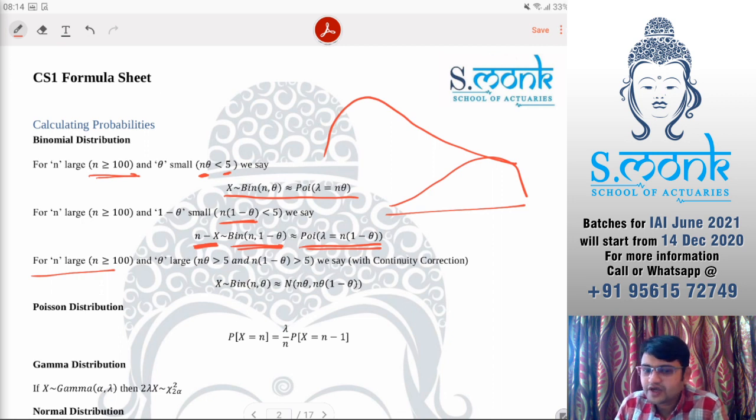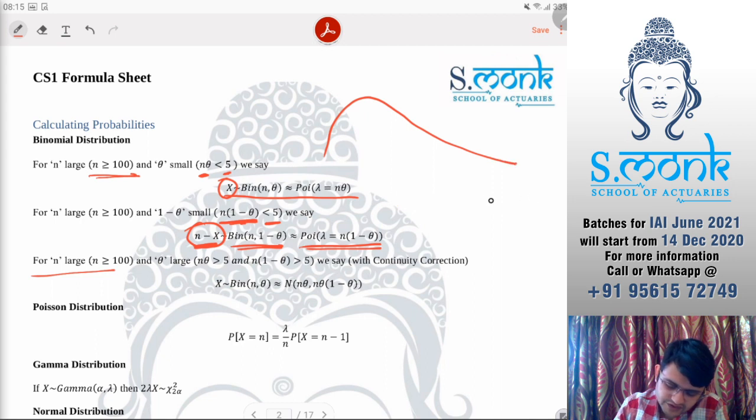So how do we figure out whether it is negatively skewed? We check whether n(1 minus theta) is less than 5. If n(1 minus theta) is less than 5, even then we will convert it into Poisson distribution, but not for our number of successes; we take the number of failures as binomial distribution, and that gives us another Poisson distribution. Because Poisson distribution is always positively skewed, we are converting it into a positively skewed distribution.